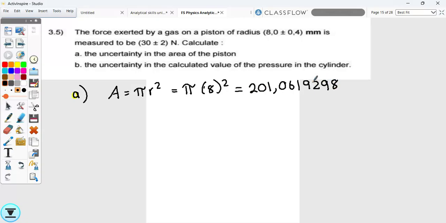Okay, again, a long value. We won't round this off too much yet because it's far from, oh no, it is the answer for A. So for A, we will round it off because if you're looking here, how many significant figures do they give us there?